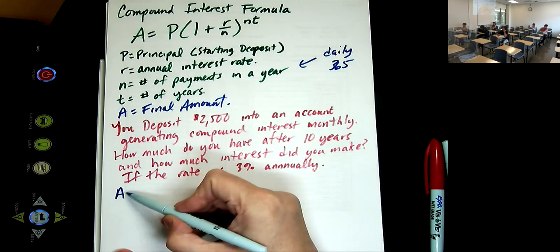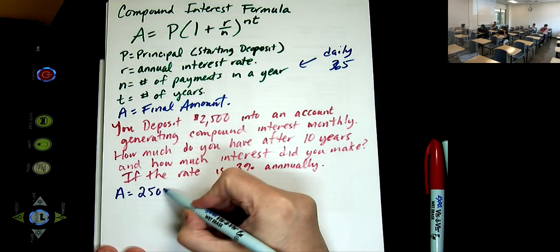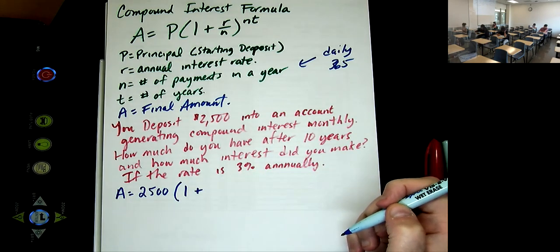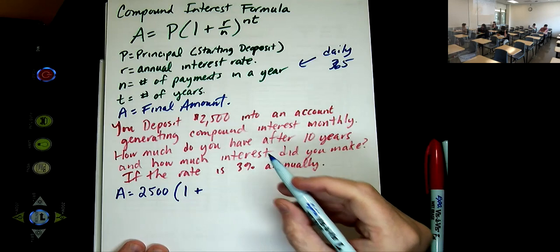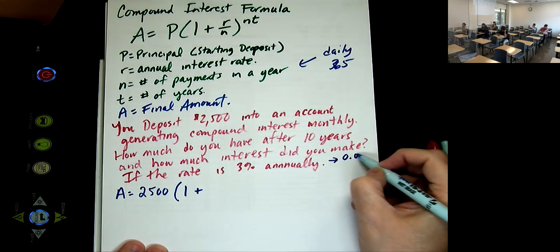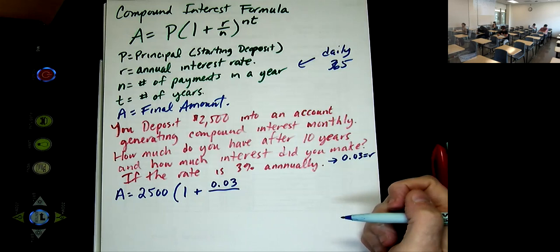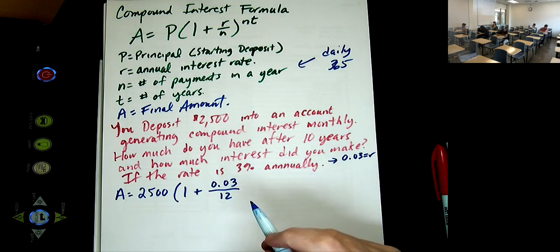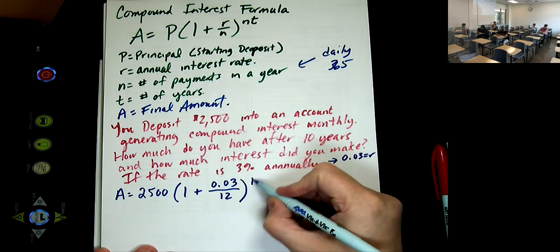So we can start plugging in what we know. The initial amount I deposited is 2,500, that's my P. My rate is 3%, but we can't have the percent in there, which means we have to convert it to a decimal. R is 0.03. Monthly would give me 12 for n. And then I have n equals 12 times t equals 10.